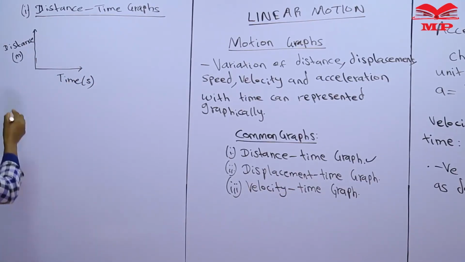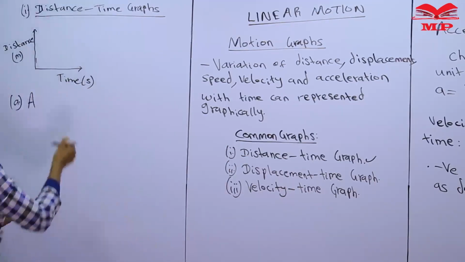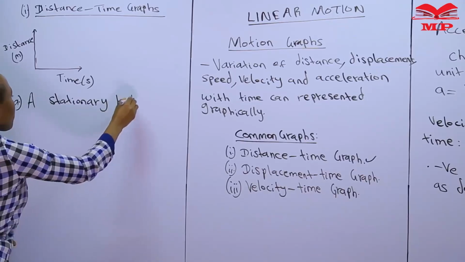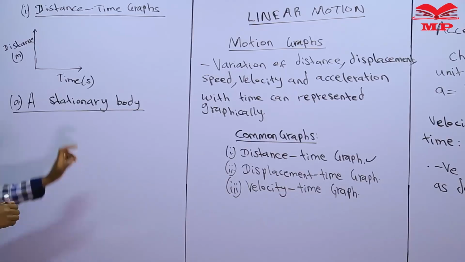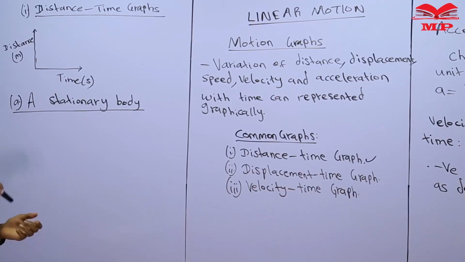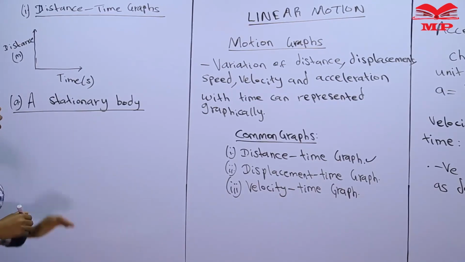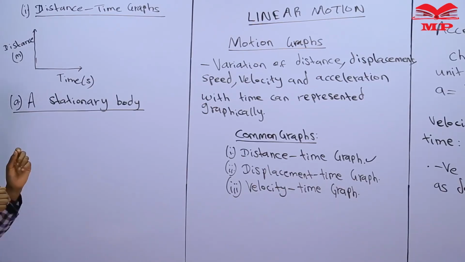So I want us to start with a stationary body. The distance time graph for a stationary body. When we talk of stationary, the word stationary means that it is not in motion. A body that is not moving. For example, if you place a body on a table, and the body is not in motion, we say that the body is stationary. And therefore, that body will cover zero distance. The distance covered will be zero.